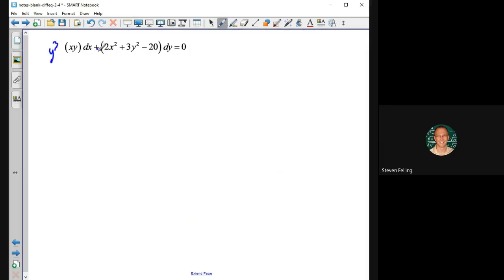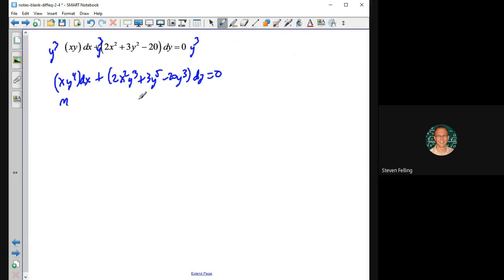if I multiply this equation by y cubed, the whole thing, then I get xy to the 4th dx. And then now we have y cubed here. So this is going to be 2x squared y cubed plus 3y to the 5th minus 20y cubed dy equals 0. And it turns out that this is exact. And then you can use the procedures that we've done. And in fact, let's verify that.